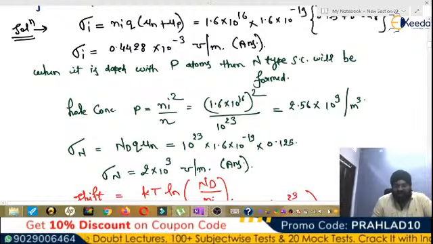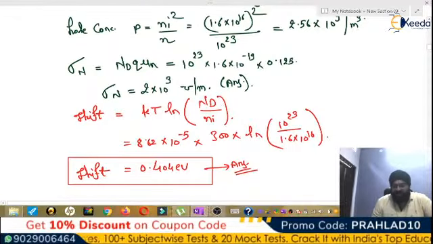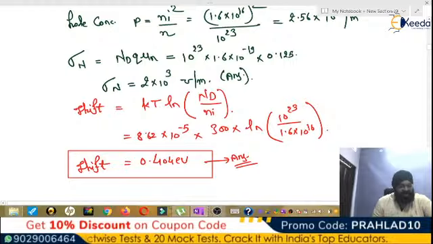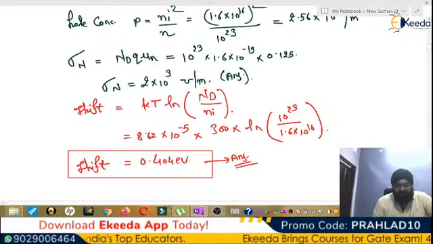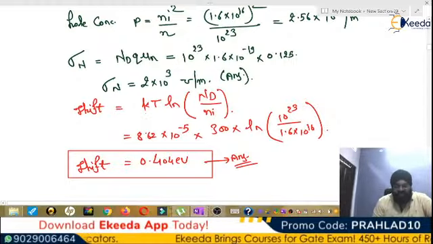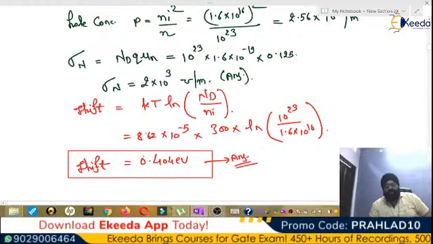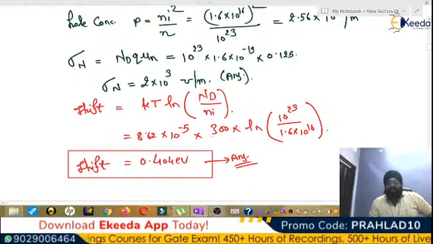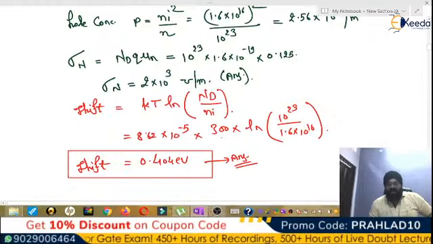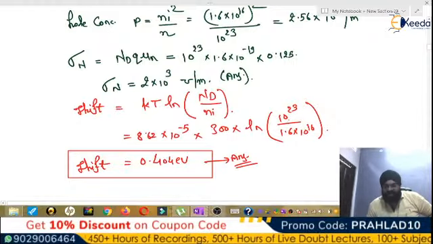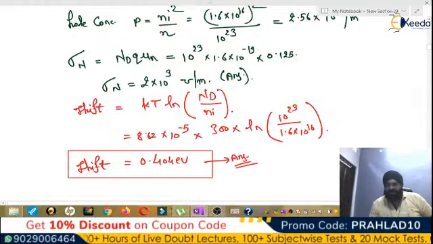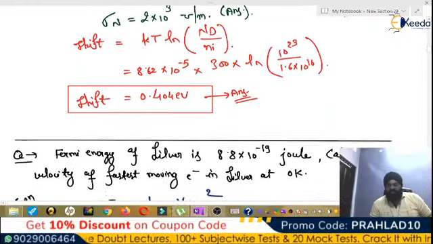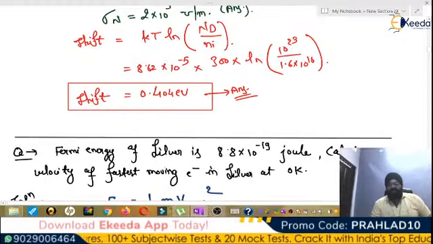It is also asking for the shift in the Fermi level, and the formula of shift is kT ln Nd over Ni. k is the Boltzmann constant, whose value is 8.62 into 10 raised to power minus 5, and temperature is given as 300 Kelvin, which is room temperature. ln Nd is 10 to the power 23 divided by Ni, which is 1.6 into 10 raised to power 16. So this is our answer, and the shift is 0.404 electron volt.